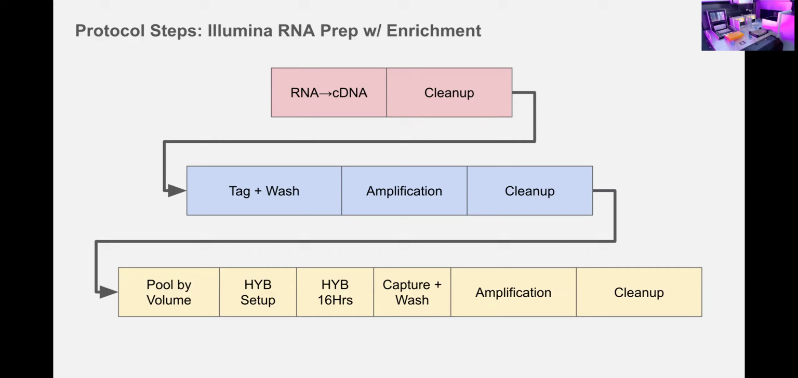So we have the red section in front, which is the reverse transcription. And then we have the stuff at the end, in which the samples are pooled together. We set it up for hybridization. It hybridizes for a very long period of time. We capture it, and we wash it, and then we do another amplification of it. So if you look at this entire protocol, we can break it up into multiple steps.